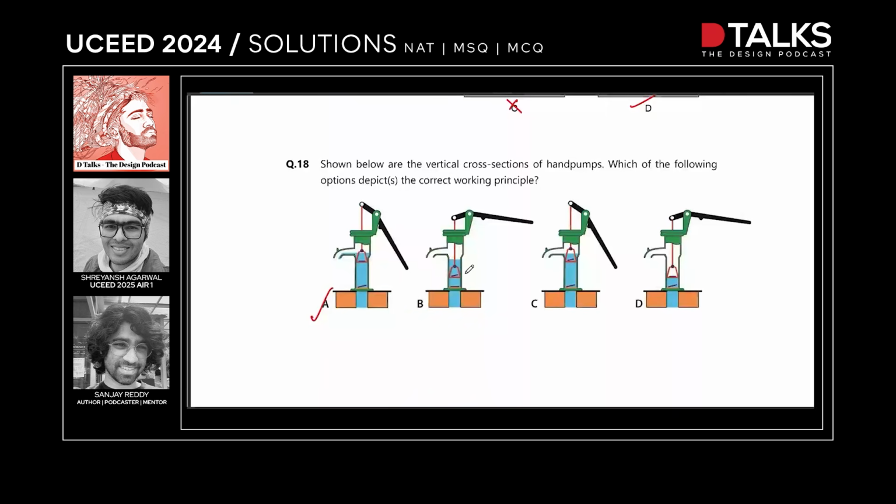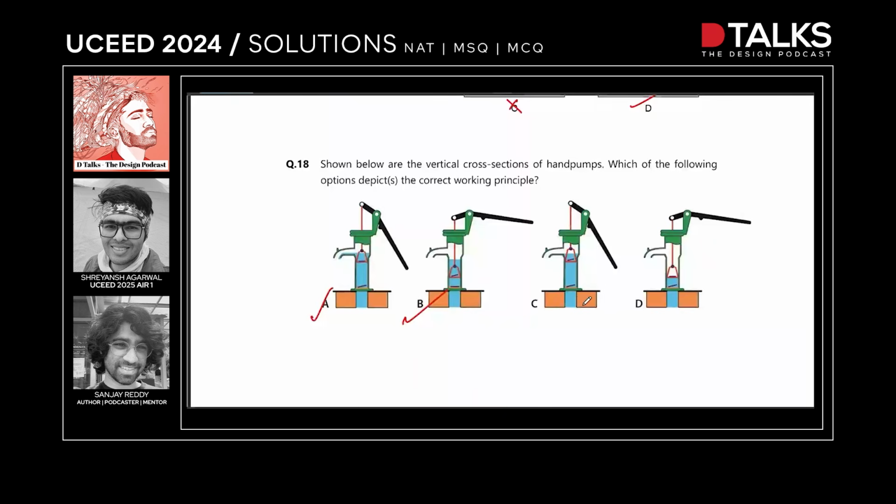Then in B, this is when you're bringing your hand up. That means you're filling in more water. So to fill in more water, you need water to go above the pulley so that it can push it back up, right? That means the lower valve has to be closed and the upper valve has to be open. So B is correct.